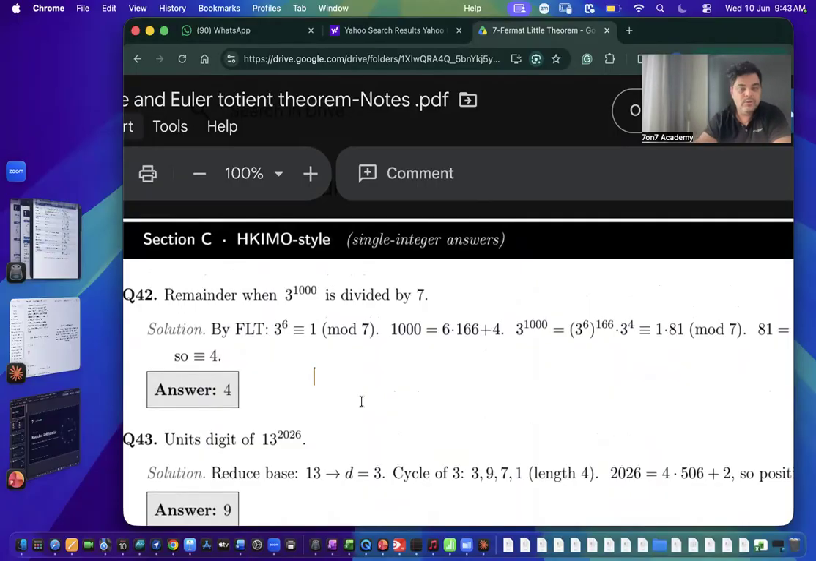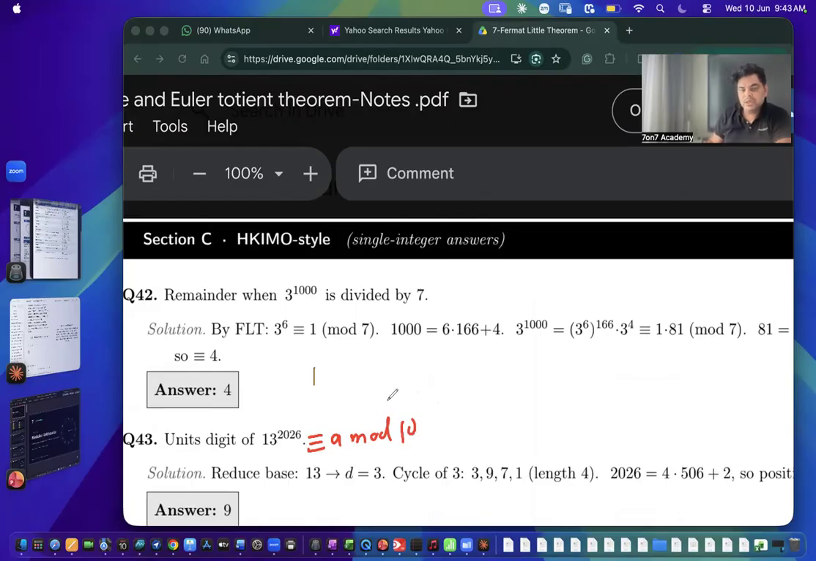How will you do 13 raised to 2026 and unit digit? Means you have to divide by 10 and find out the remainder, no? 3 to the power of 2026 mod 10. इसका mod 10 का क्या है? आता कितना है? 8 का 4. Then you can just do 9 to the power of 1013.